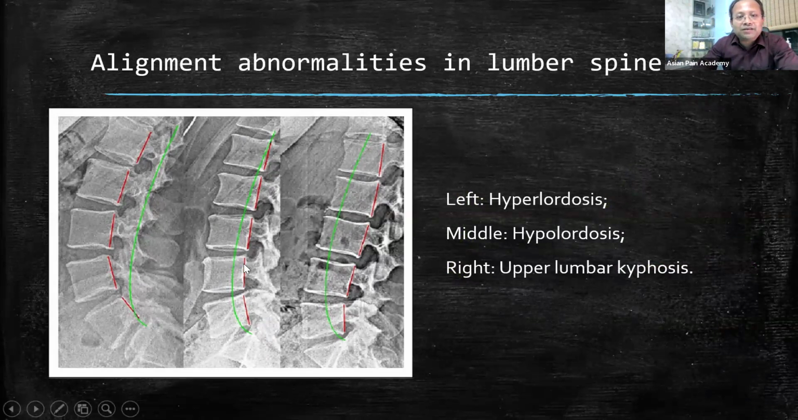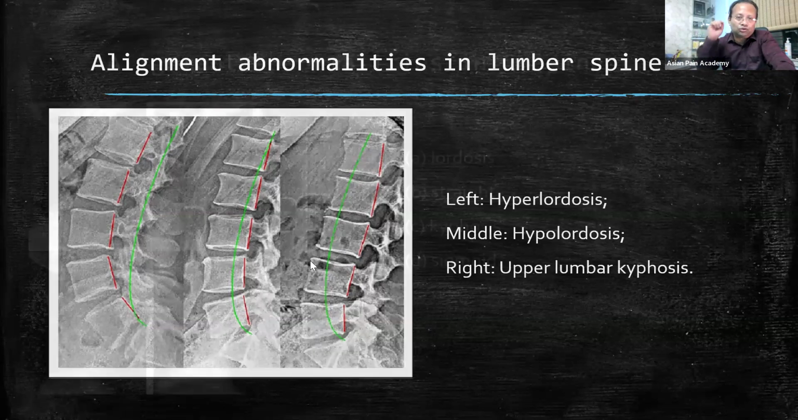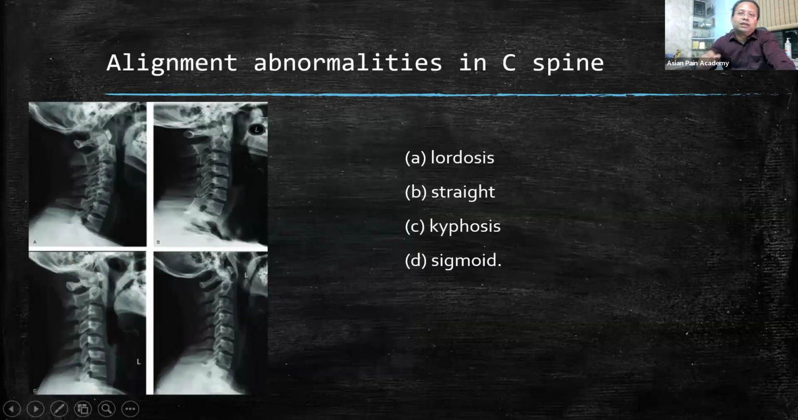Then the middle one is hypolordosis. Okay, and in this one the lower part is nearly normal, but the upper part is becoming kyphotic. So in one spine you can see both lordosis and kyphosis. So this type of alignment disorder, here there is no normal spine. Here all are different types of alignment disorders. So you should see immediately whether these alignment disorders are there or not.